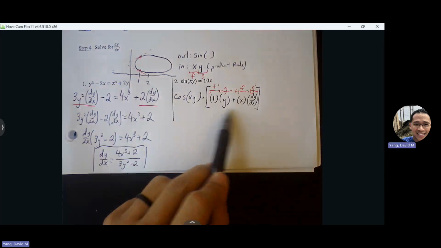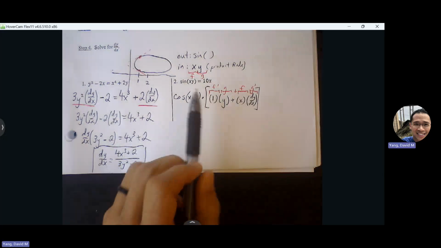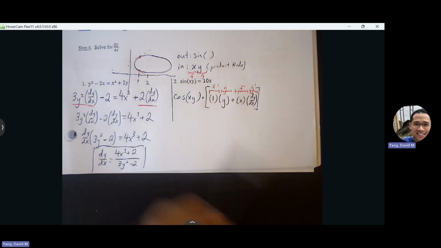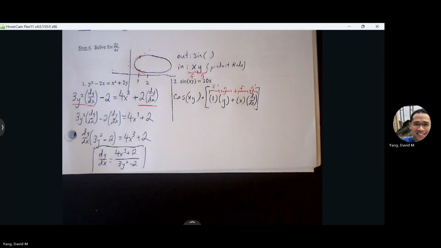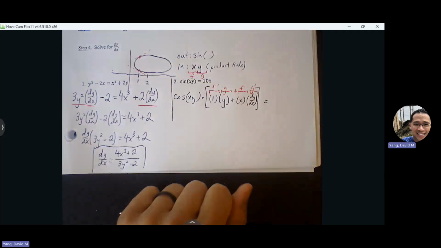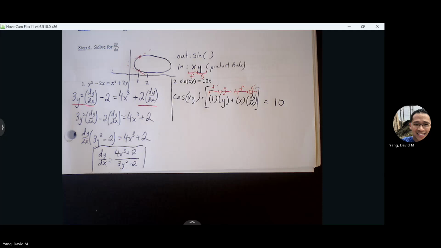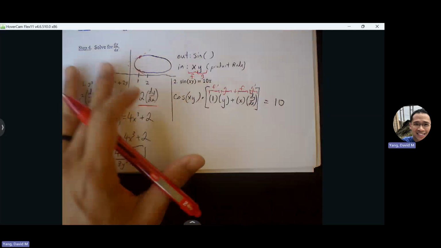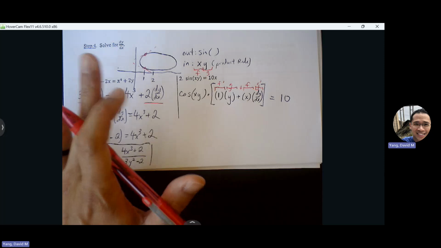Right. So this whole thing is representative of the derivative of sine xy. Any questions? Okay, equals 10x becomes 10. Okay, so we're done with the calculus. The rest of it is just trying to clean up.